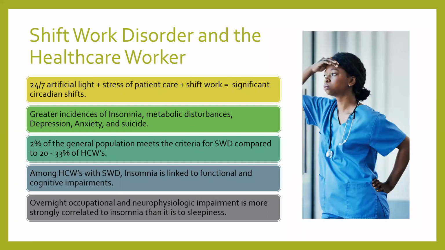So, shift work disorder and the healthcare worker in particular. We know that 2% of the general population meets the criteria for shift work disorder compared to 20 to 33% of healthcare workers. So why is this? It basically comes back to the unique situation of the healthcare system. We've got 24/7 artificial light. We've got the stress of caring for another human being. And then we add in the shift work on that. That all adds up and creates a much more significant circadian rhythm shift.